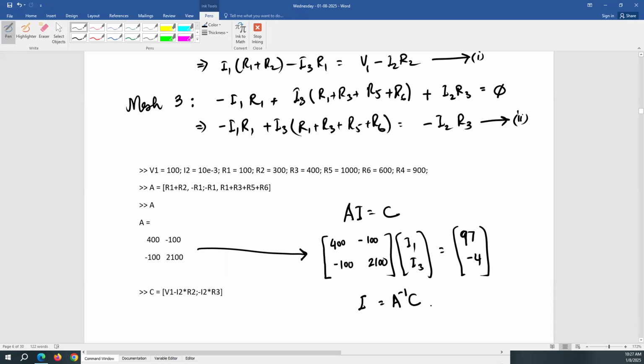I don't want to show it for every problem. You guys know that's what we are doing. That's why I just jumped right into MATLAB. But if you have to write down and show, this is how you're going to show basically what we are doing.